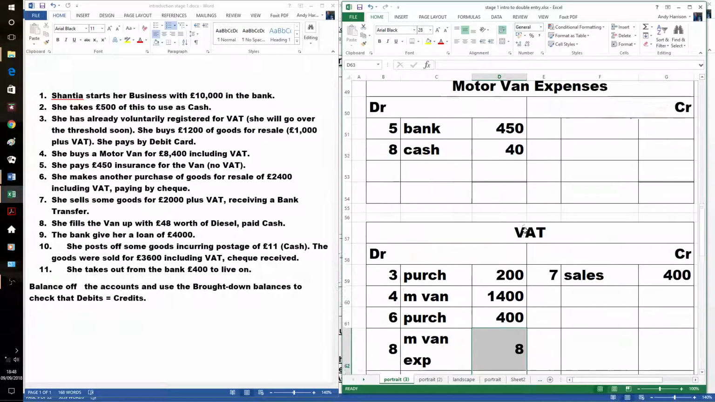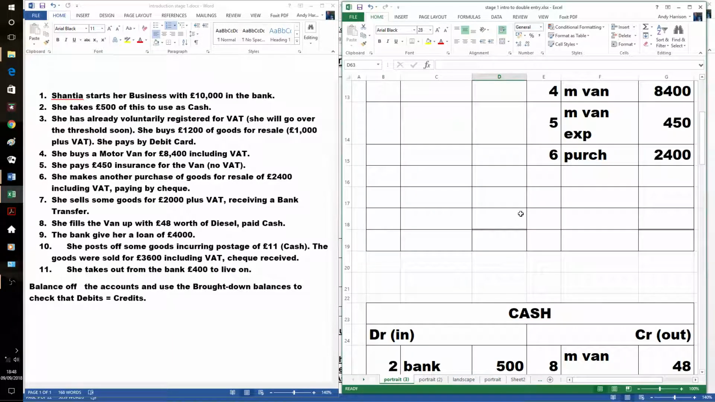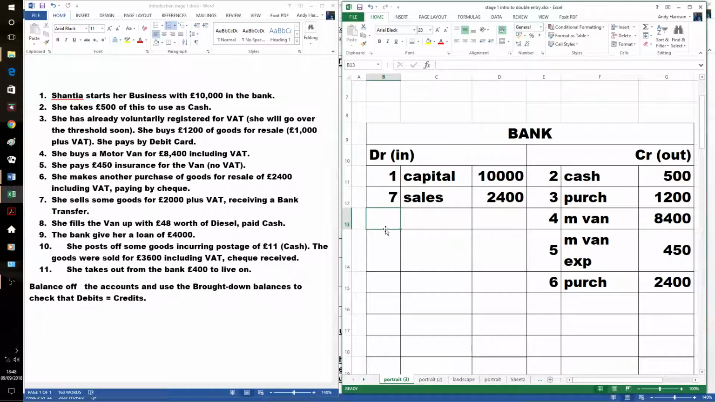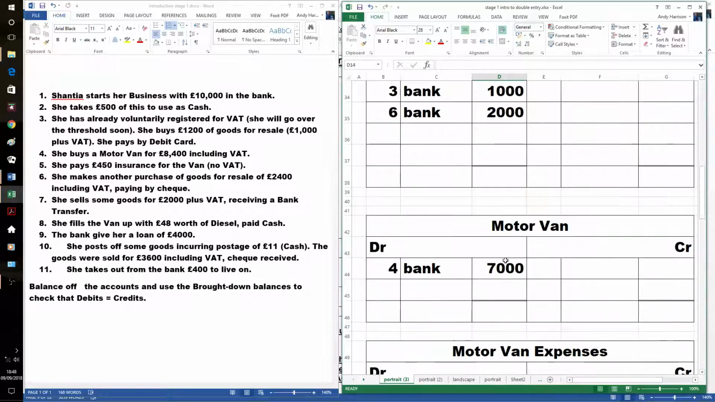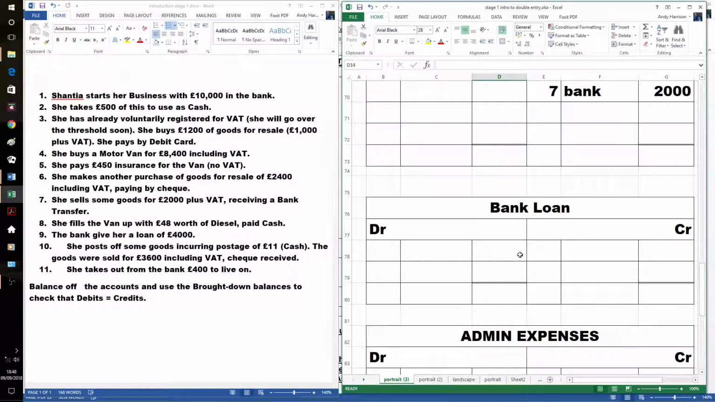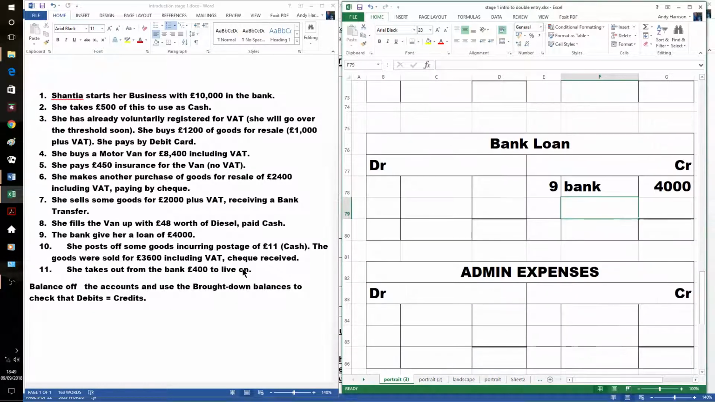Bank loan, nothing to do with VAT on a bank loan. It's coming into the bank. So the more you do these, the more you get used to which side everything goes. So into the bank, and in the liability we owe the bank £4,000. So we've got a nice bank loan account here. So that's that one posted, and then we're getting towards the end now of the transactions. So we'll just be balancing it off and checking the maths.